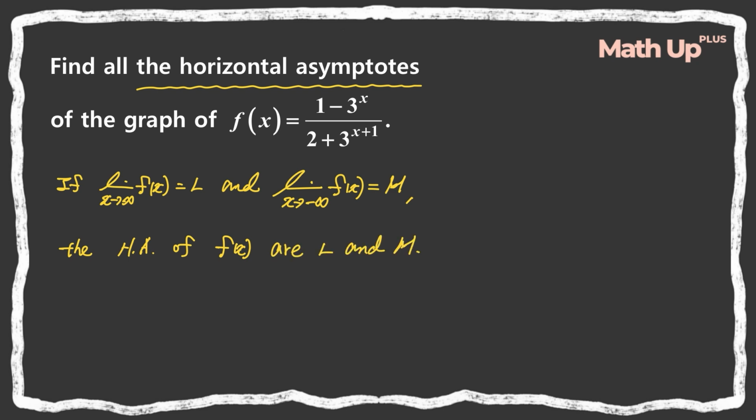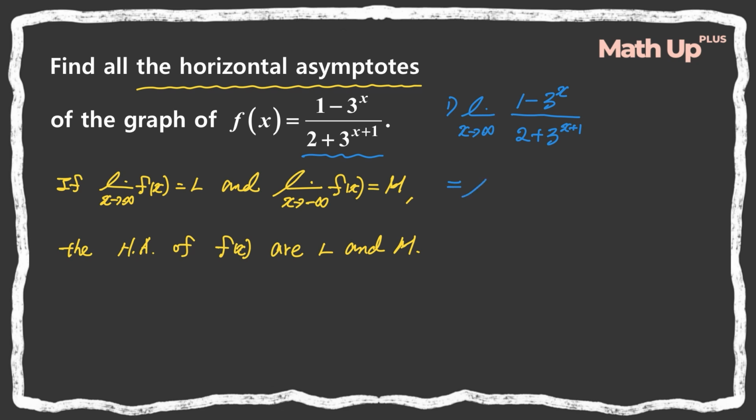So this question is asking us to find the limit as x approaches infinity of f of x and the limit as x approaches negative infinity of f of x. Does that make sense? So let's evaluate the infinite limits. First one, the limit as x approaches infinity of f of x. We have (1 minus 3 to the x) over (2 plus 3 to the x plus 1).